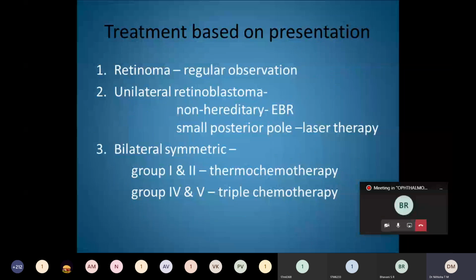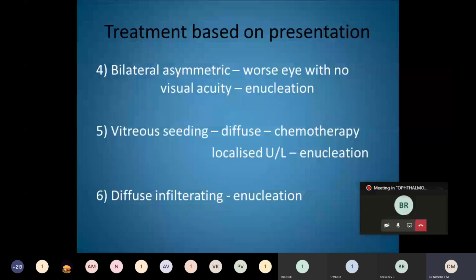Treatment based on presentation. Retinoma: regular observation. If it is a unilateral, non-heritable retinoblastoma, then it is external beam radiation. If small posterior pole involvement, then it is laser therapy. If it is bilateral symmetrical group 1 and 2, then it is chemotherapy, thermochemotherapy. Group 4 and 5, it is triple chemotherapy. If it is bilateral asymmetrical, with the worse eye having no visual acuity, then it is enucleation only. Vitreous seeding, if diffuse, then it is chemotherapy. If localized and unilateral, it is enucleation. Diffuse infiltrating, then it is enucleation only.